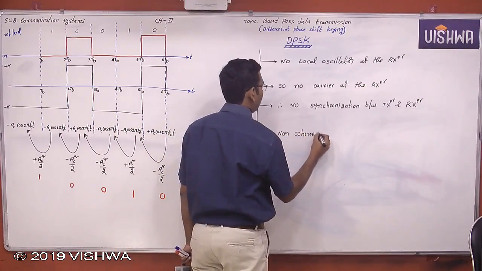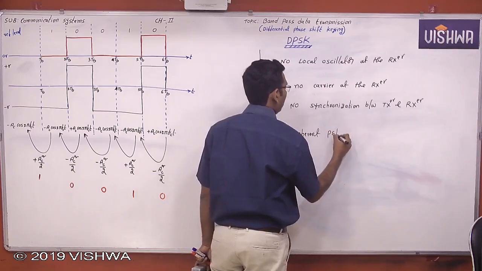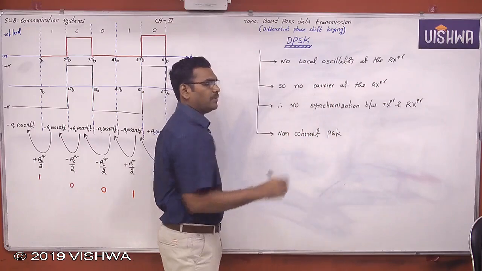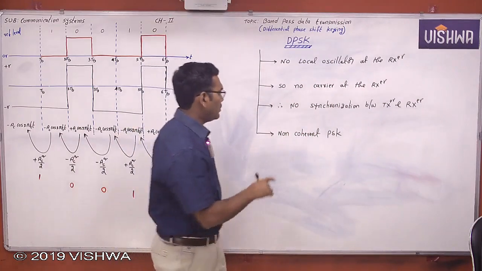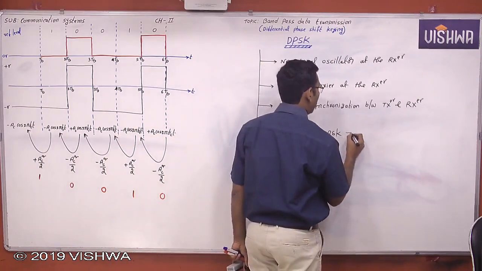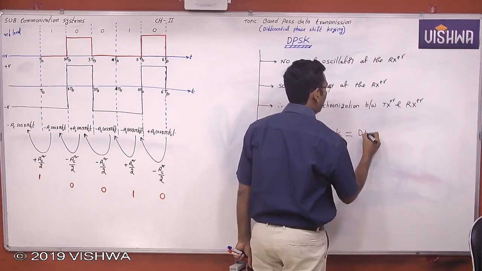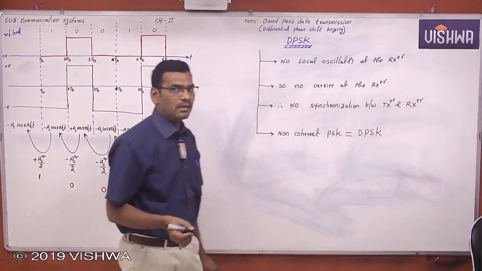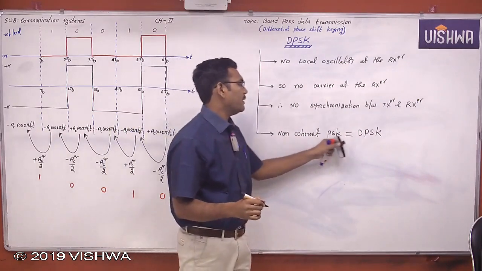non-coherent PSK. Am I right or not? If the local oscillator is there, carrier is there, synchronization is there, that is nothing but PSK. But all these are not there. Therefore, this non-coherent PSK is nothing but DPSK. Understand or not? Differential phase shift keying is also called non-coherent PSK.